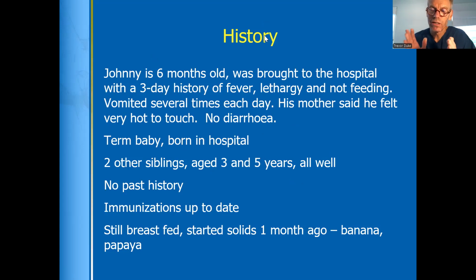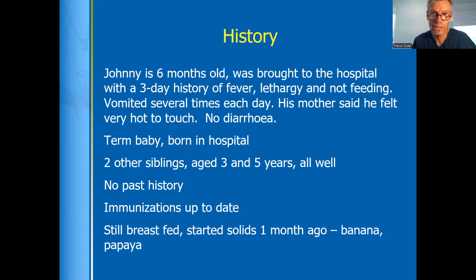So now, after you've done triage and ruled out that he needs any emergency treatment, classified him as having priority signs, you need to take a history. And this is a slightly more expansive history. We knew that he's 6 months old. He was brought to hospital with a 3-day history of fever, lethargy, and not feeding. He'd vomited several times each day, and his mother said that he felt very hot to touch throughout.